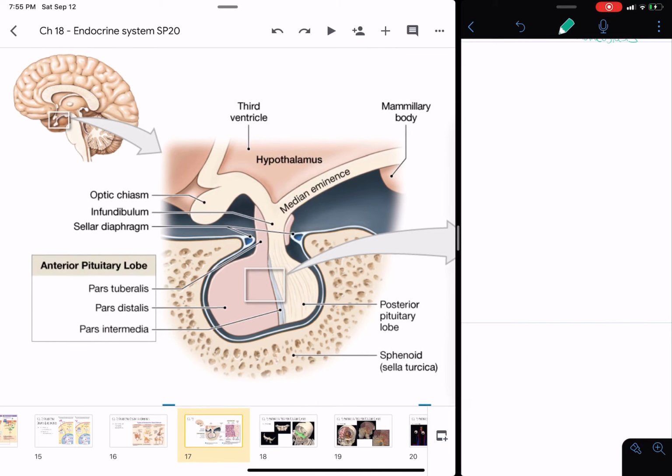You can also tell a difference on the slides where the pars tuberalis is, which you can see identified here. The pars tuberalis shares space with the infundibulum, or is part of the infundibulum, to help hold and anchor the anterior pituitary where it is.